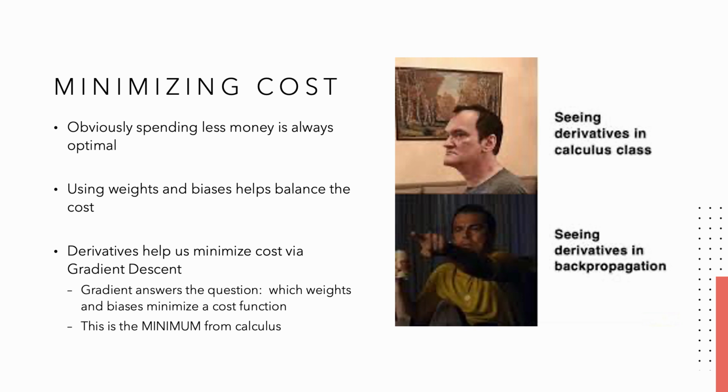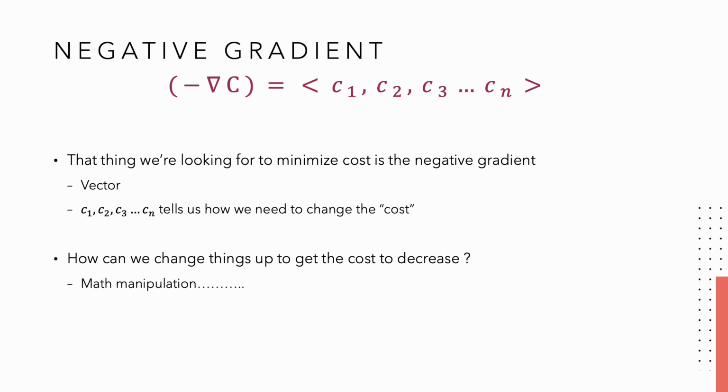But the gradient answers the question, which weights and which biases minimize the cost? This also kind of gives us the minimum location of that graph. So our negative gradient is going to give us something that helps us find that.